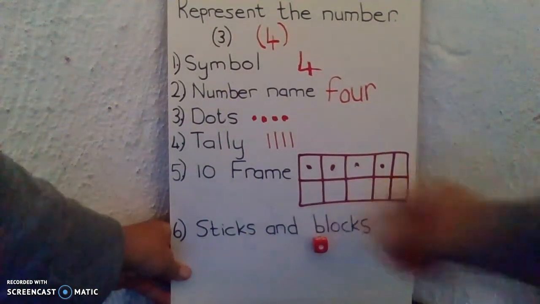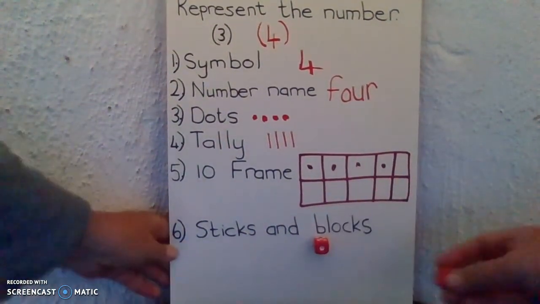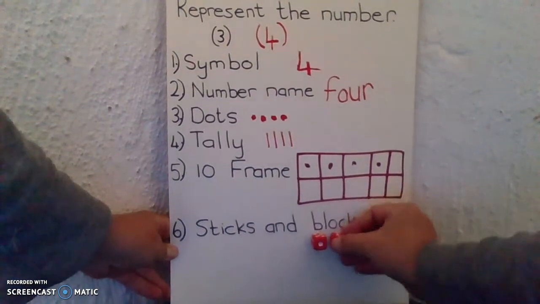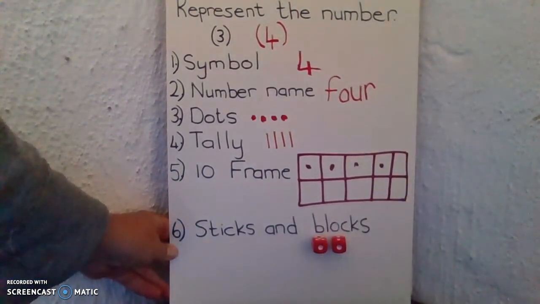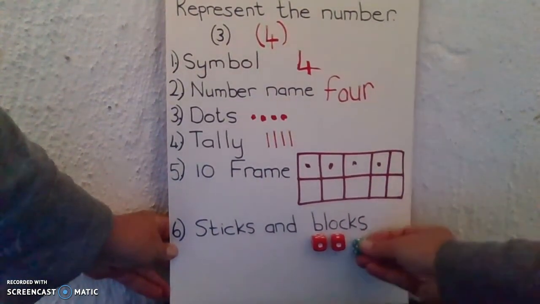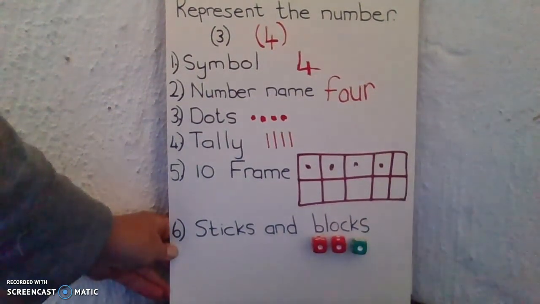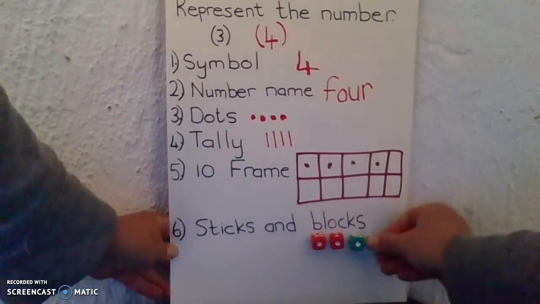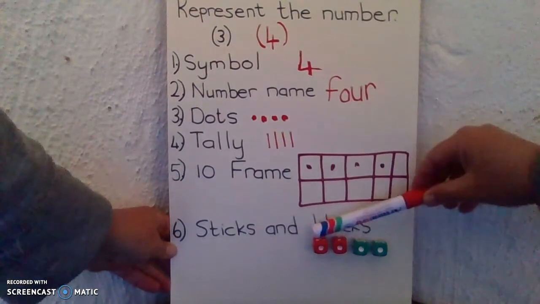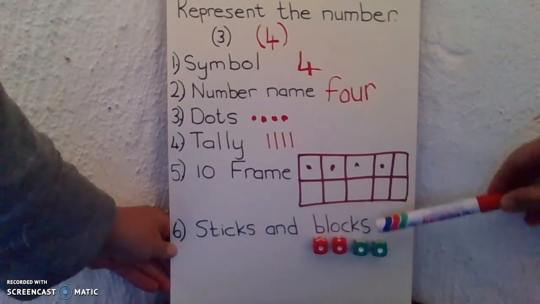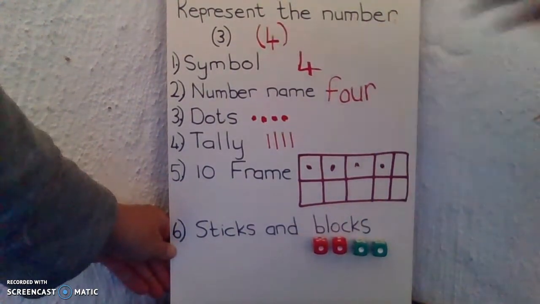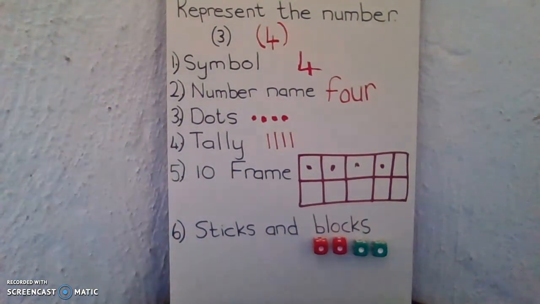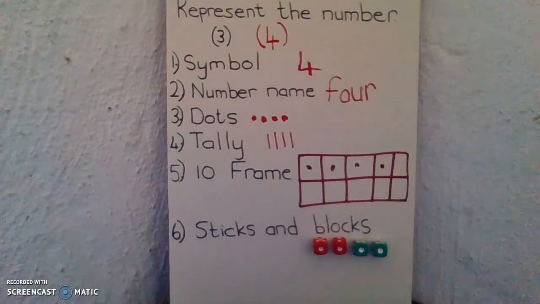1, 2, 3, and 4 blocks. We've got 1, 2, 3, and 4 blocks because our number is 4. Very well done.